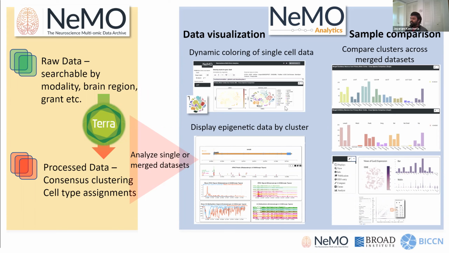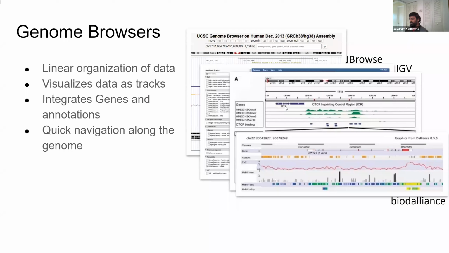And the first thing we all think of when we talk about visualization of epigenetic data is genome browsers. If you're not familiar with genome browsers, these are widely used tools for visualization. They take advantage of the linear organization of the data along the genome and then visualize data as tracks. In addition, they also provide many annotations along the genome, for example, location of genes, promoter regions, enhancer regions. And they also have functionality to quickly navigate to either a gene of interest or a genomic region of interest.